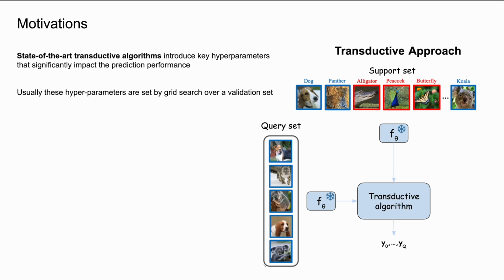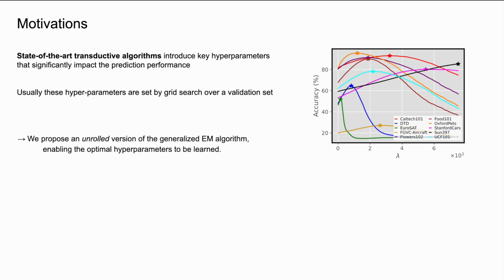However, state-of-the-art algorithms introduce key hyperparameters that significantly influence the prediction performance. Usually, these hyperparameters are selected through search and a validation set, which might be an expensive manual process that doesn't adapt well to new tasks and domains. So we propose UNEM, which is an unrolled version of the generalized EM algorithm, which allows us to learn the optimal hyperparameters directly from the validation set, removing the need for the search.